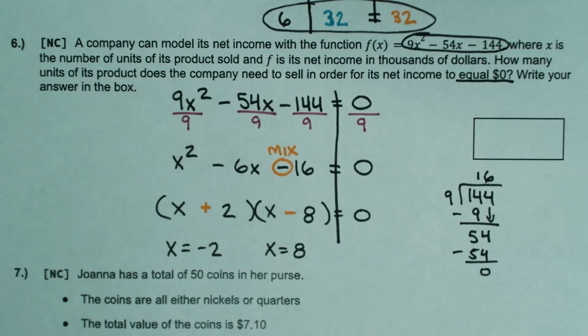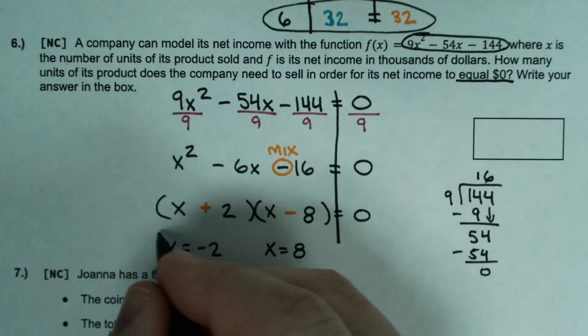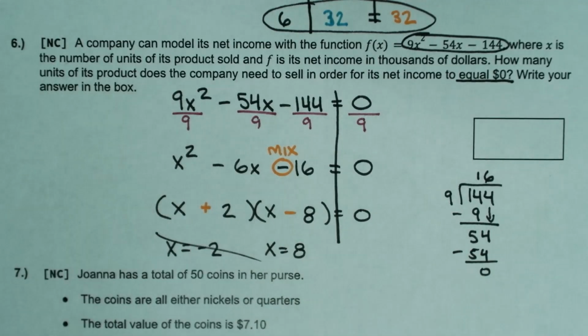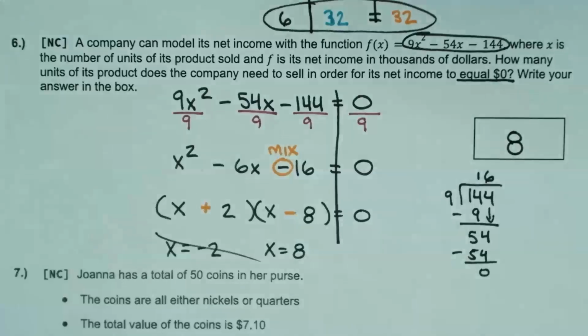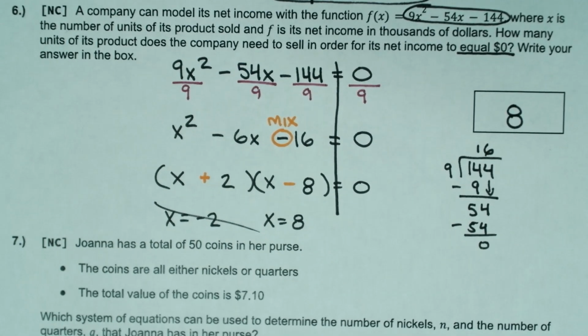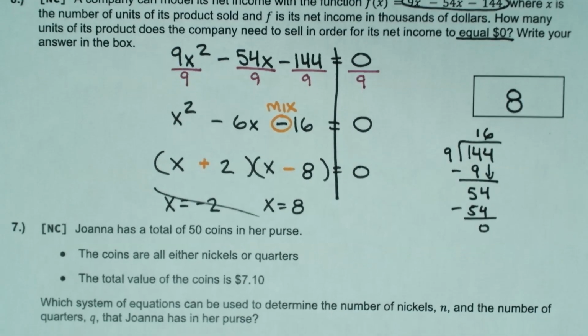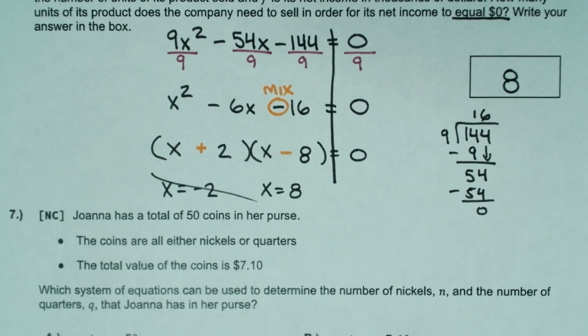The question is, how many units of its product does the company need to sell? Can you sell negative 2 boxes of stuff? Yeah, so mathematically it equals 0, but in the context, you can't sell negative 2 boxes. You can sell 8 boxes, though. So the answer is 8. Honestly, I think the person who put this on the previous version of the EOC just put it there to scare people, and they didn't realize how easy it was.